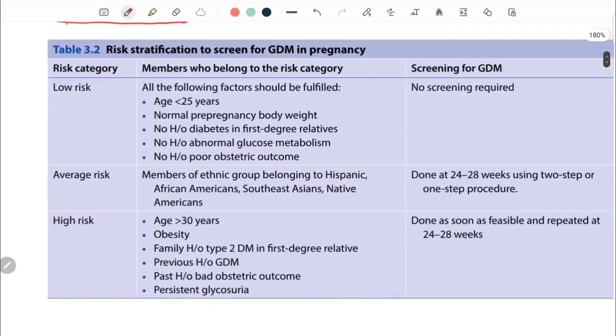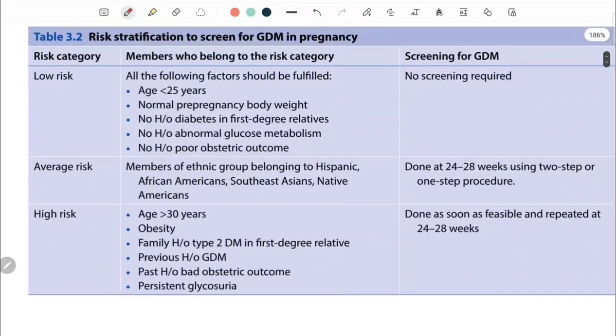So this is the risk stratification table which you all must know. Risk stratification to screen for GDM in pregnancy. The risk categories are of three types: low risk, average risk and high risk. So who are the members belonging to the low risk category? All of the following factors should be fulfilled in case of the low risk category.